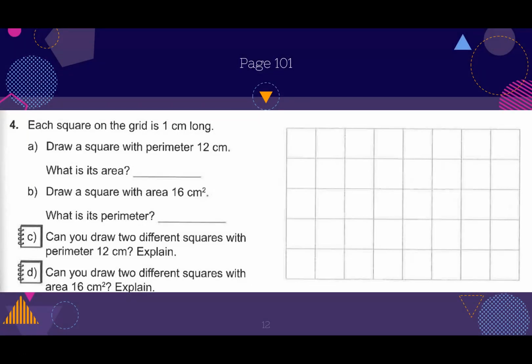Question 4 says, each square on the grid is 1 centimeter long. A. Draw a square with perimeter 12 centimeters. You had a hint in our previous question. What is its area? Part B. Draw a square with an area 16 centimeters squared. What is its perimeter? Part C. Can you draw 2 different squares with perimeter of 12 centimeters? Explain. D. Can you draw 2 different squares with an area of 16 centimeters squared? Explain.